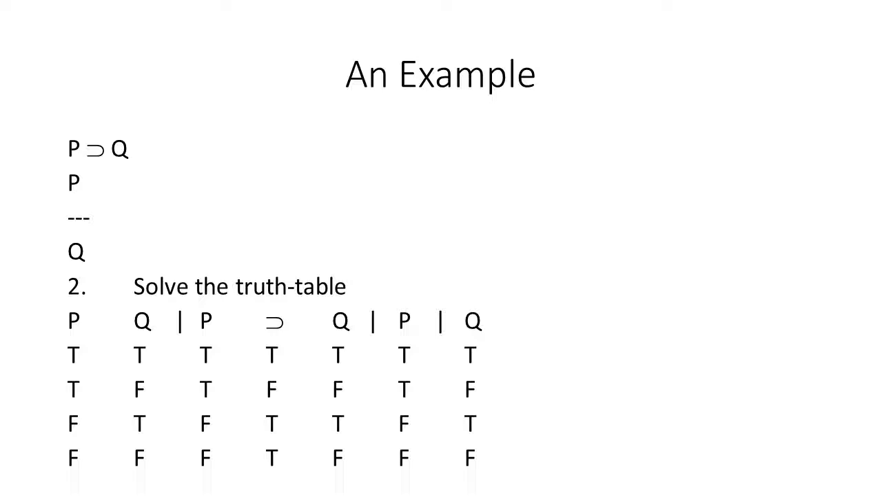Okay, so you should have come up with something like this. This is just the truth table for the conditional. So in the first situation, T, second, F, T, T. Okay, so we've solved the truth table. What we're going to do next is look at the premises and the conclusion, and we're looking for any row where the premises are true and the conclusion's false. So let's start with our first row.